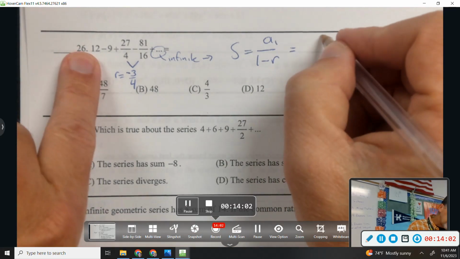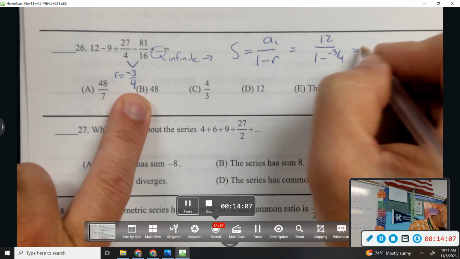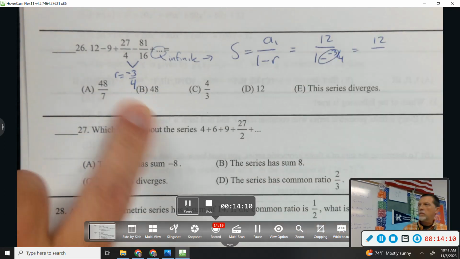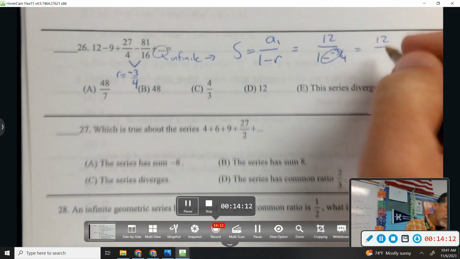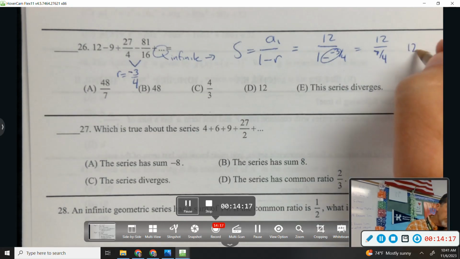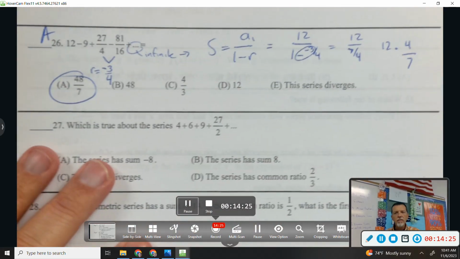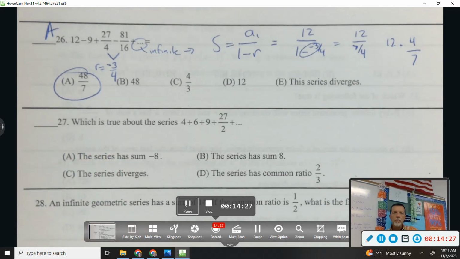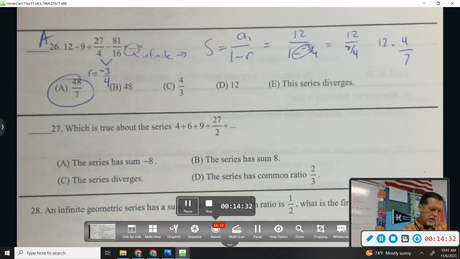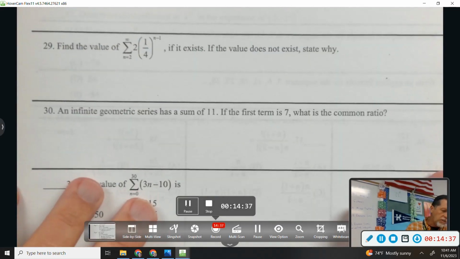So a1 is 12. 1 minus negative 3/4. 1 plus 3/4 would be 7/4. So 12 divided by 7/4 would be 12 times 4/7. Kind of a weird answer, but it's there. 48 over 7. I'm just killing the infinite series sums here.